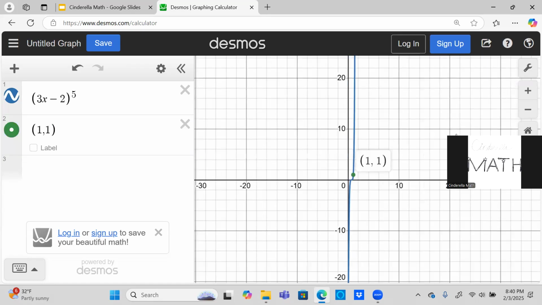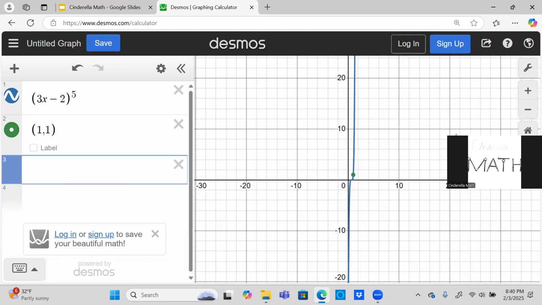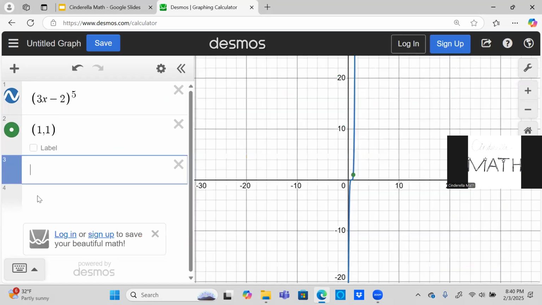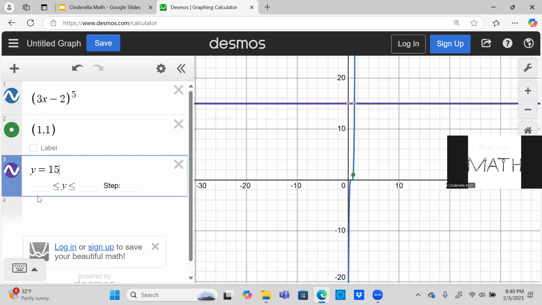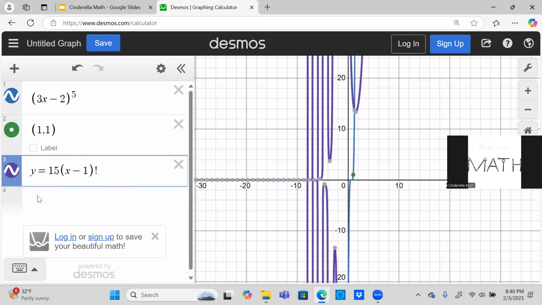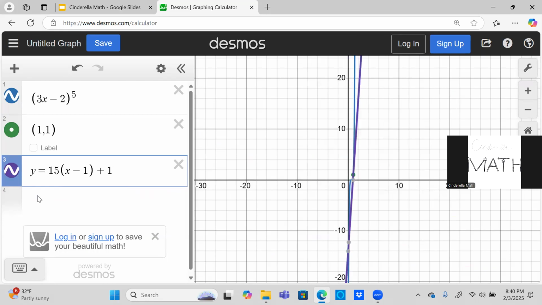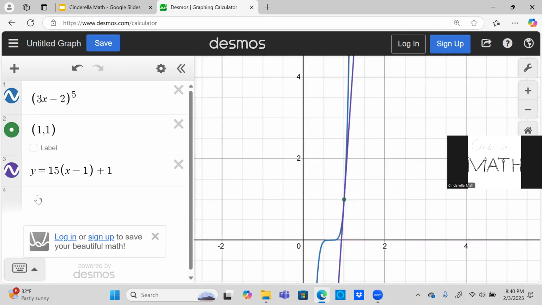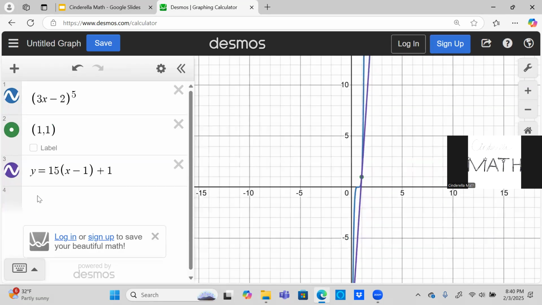Okay. And now for the tangent line at that point, I just need to bring back my work. Before distributing, we got y equals 15 times (x minus 1), plus 1. Now you could distribute if you want. And does that look tangent to that point? Yeah, it does. And remember, tangent means it just touches at that point.